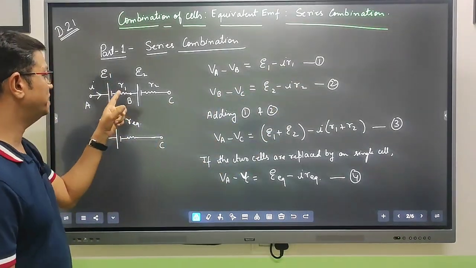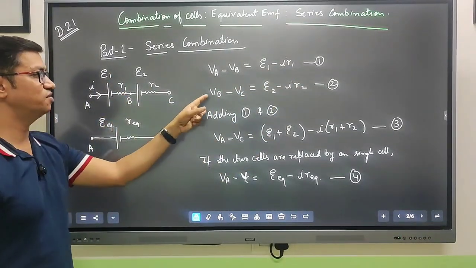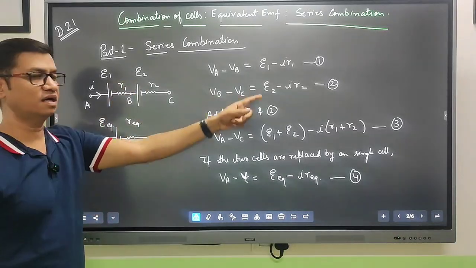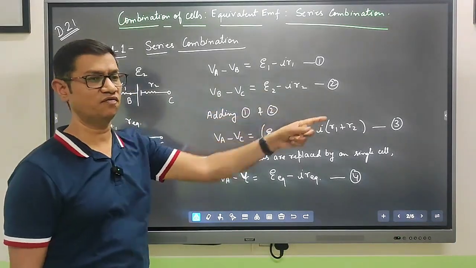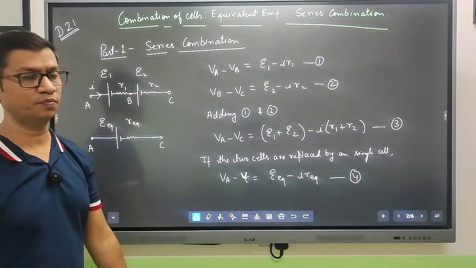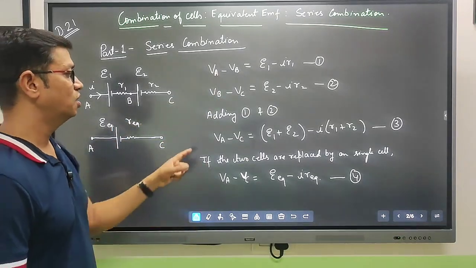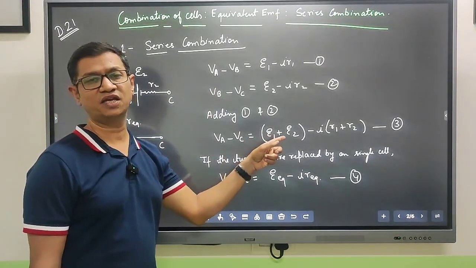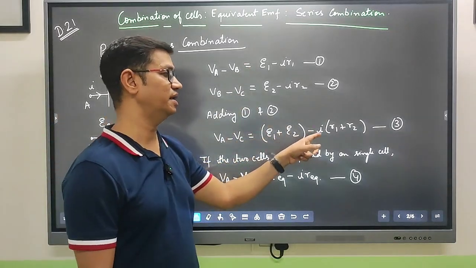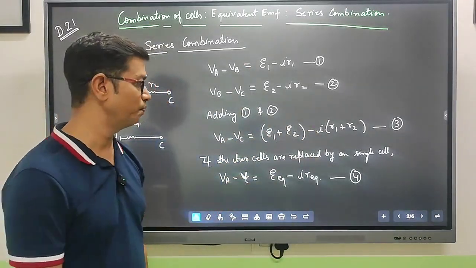Simple. Similarly, if I go from here to here, what will VB minus VC be? It will be E2 minus I R2. Even see yourself. E2 minus I R2. If you add these two equations, VB and VB will get cancelled. You'll get VA minus VC as E1 plus E2 minus I times R1 plus R2.